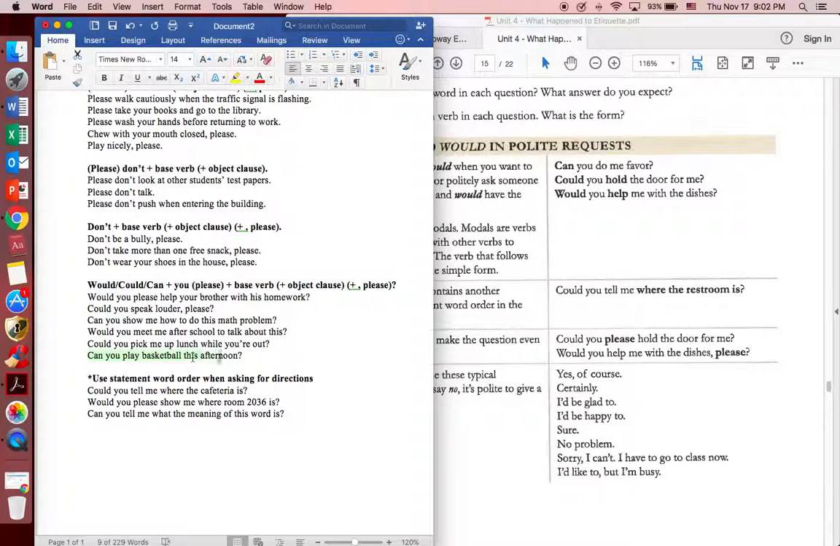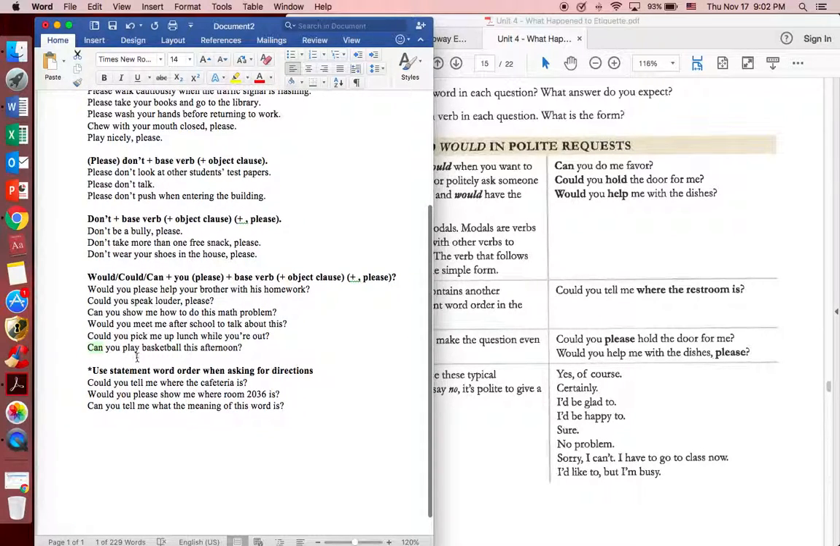And finally, can you play basketball this afternoon? And not only means do you want to or would you play with us, please, but it also means are you able to. Generally, I would suspect this is related to time. Do you have time to play basketball this afternoon? Whether or not a person is good at basketball doesn't really affect their ability to play. So again, while can is generally interchangeable with would and could, it does have that additional meaning of ability.